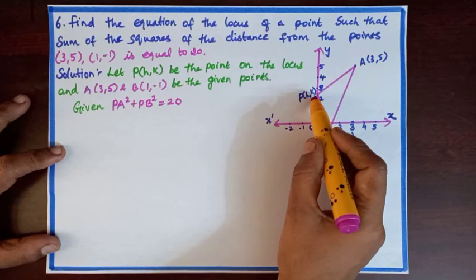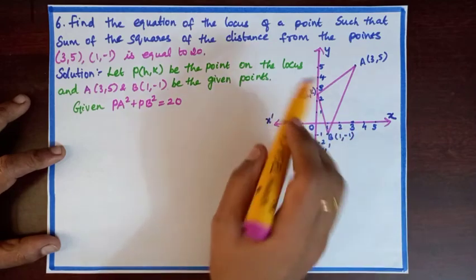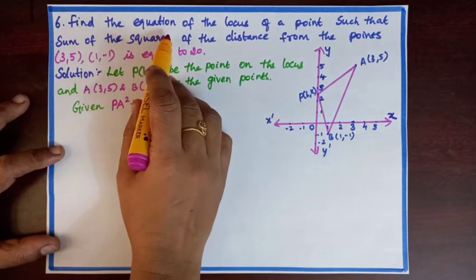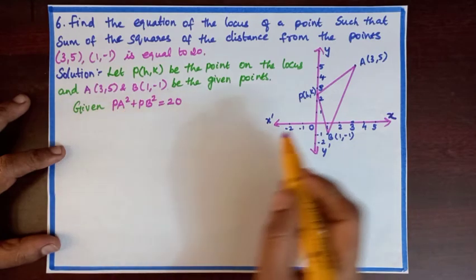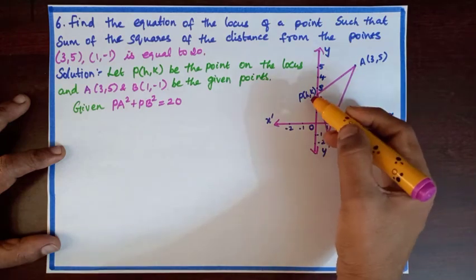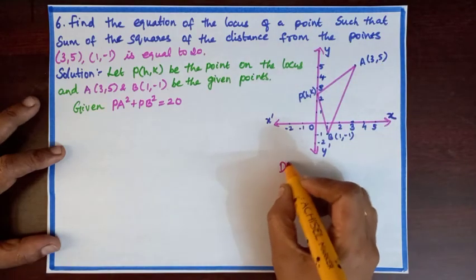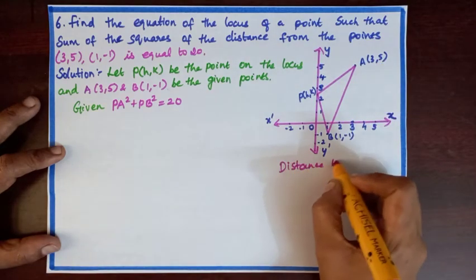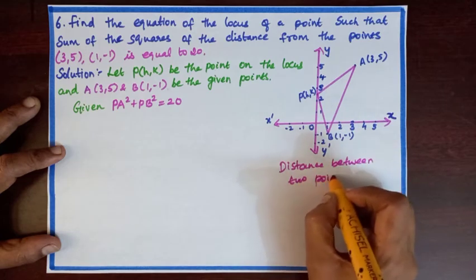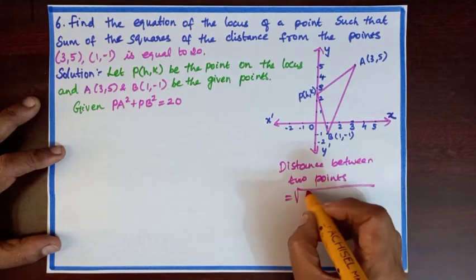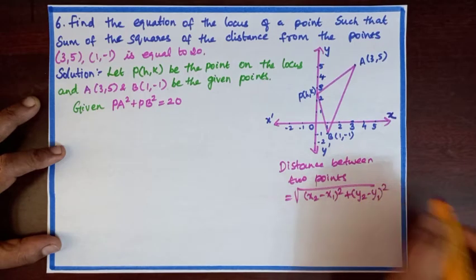Let P(h, k) be the point on the locus and A(3, 5) and B(1, -1) be the given points. According to the given condition, PA square plus PB square equal to 20. Now I need to find the distance PA, the distance between P and A, so we need to use the distance formula. You already know the distance formula from the previous class: the distance between two points is root of (x2 minus x1) the whole square plus (y2 minus y1) the whole square.